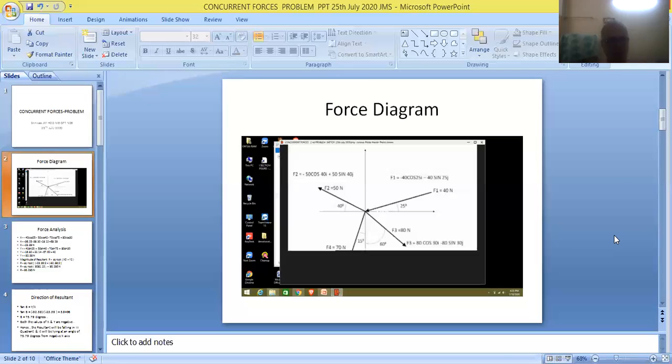They are not confined to this particular problem. They are applicable for all the problems pertaining to this particular topic.